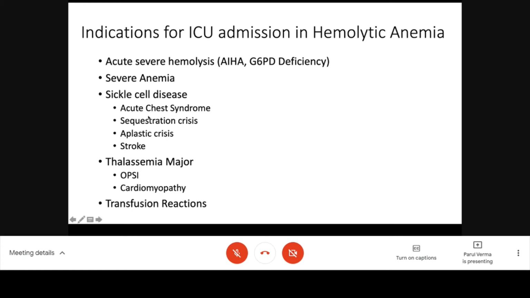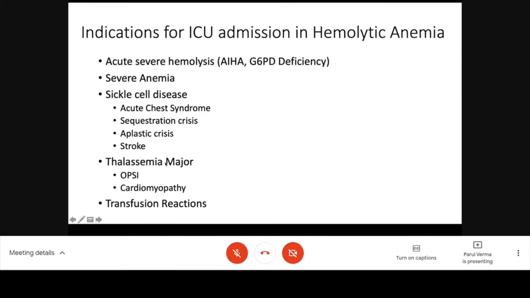Then coming to the third category is sickle cell disease. Now, sickle cell disease is a disease which has numerous complications because of the disease pathogenesis. So the complications which frequently require ICU care are acute chest syndrome, sequestration crisis, aplastic crisis, and CNS crisis, which is stroke. Then in thalassemia major, if a child with thalassemia major has undergone splenectomy, then he's prone to opportunistic post-splenectomy infections, also in short called OPSI. And a child with OPSI can require ICU care because of the severity of infection.